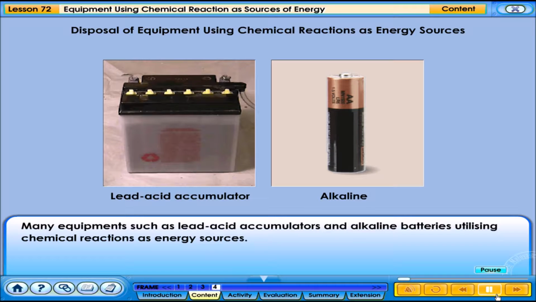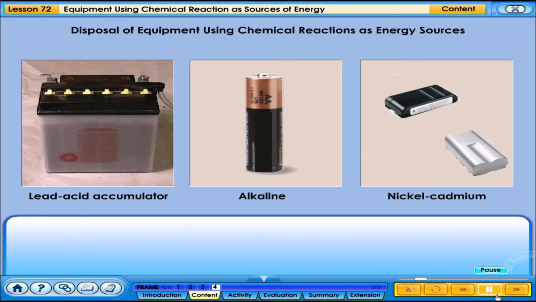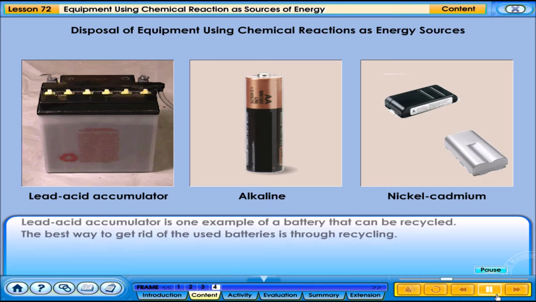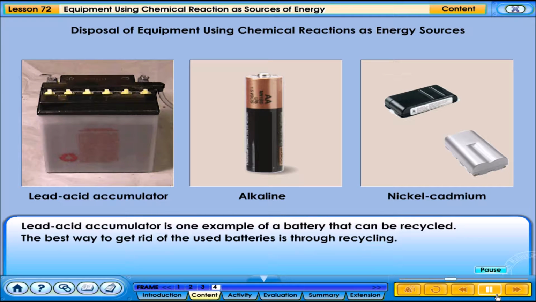Many equipments such as lead-acid accumulators and alkaline batteries utilize chemical reactions as energy sources. These equipments pose environmental hazard if they are not disposed of properly because some of them contain explosive or harmful substances. Lead-acid accumulator is one example of a battery that can be recycled.